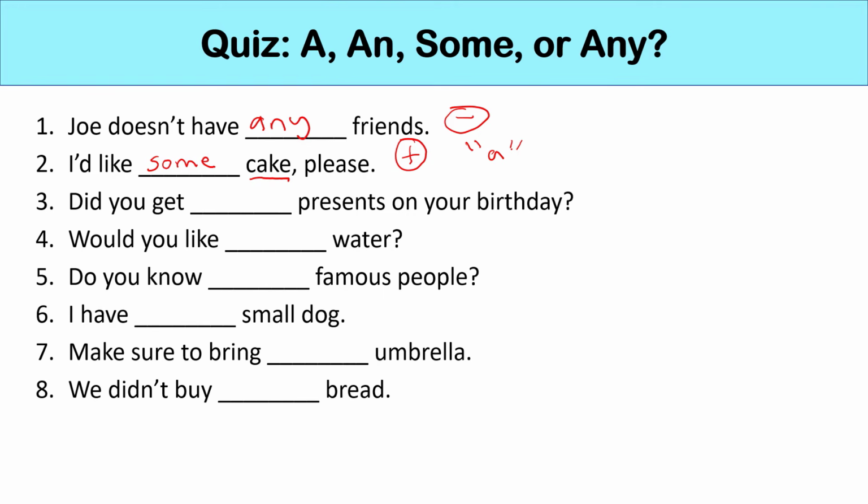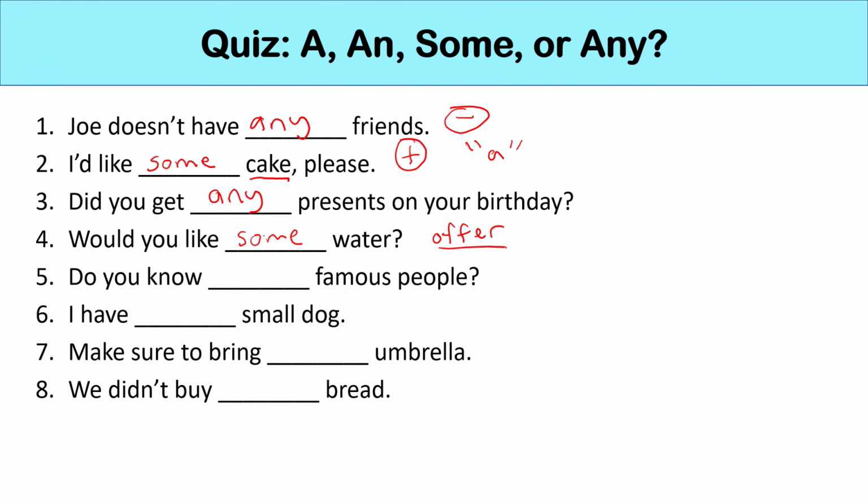Question 3. Did you get any presents on your birthday? This is a request for information. We're trying to find out information, so we use any. Question 4, the answer is some. Would you like some water? And that is because this is an offer. When we are offering something to someone, we use some.